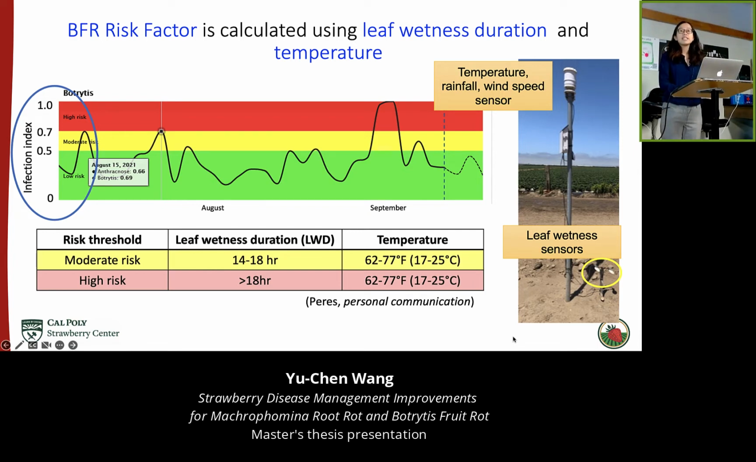So for botrytis, as mentioned before, leaf wetness duration and temperature are two important components for the disease to occur. Moderate risk means about 14 to 18 hours of leaf wetness duration, and high risk is more than 18 hours. This system continuously provides the history of the risk factor over time and also some forecast information for the grower to make fungicide application decisions.